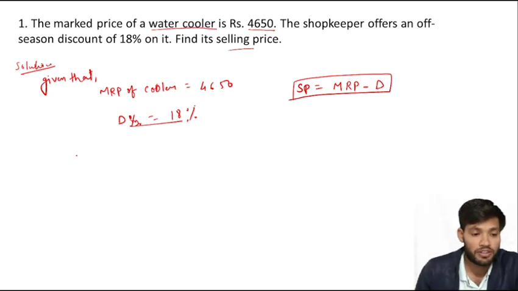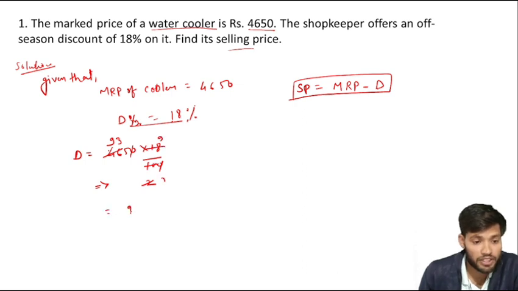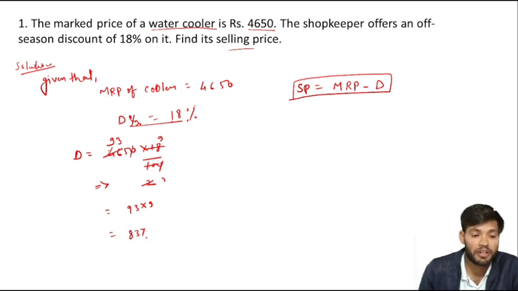So now first of all, we have to calculate the discount. Discount is equal to 18% of MRP. So MRP 4650 into 18%. Remove zero from zero, 5 1s are 5, 5 2s are 10, 5 9s are 45, and 15, 5 3s are 15. Here 2 1s are 2 and 2 9s are 18. Finally 93 into 9, 9 3s are 27, 9 9s are 81, and 2 makes it 83. So the discount is 837 rupees.